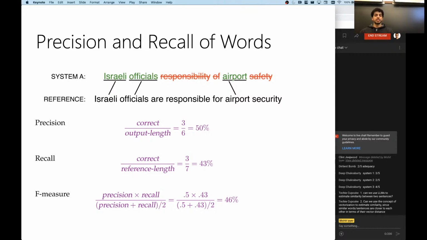Like, for example, if you said Israeli officials were responsible for airport security, you could argue that you shouldn't get points for this because you actually have changed the meaning of the sentence, the tense. The most important is the position and the order. That's right. So here, again, the order is not captured at all.